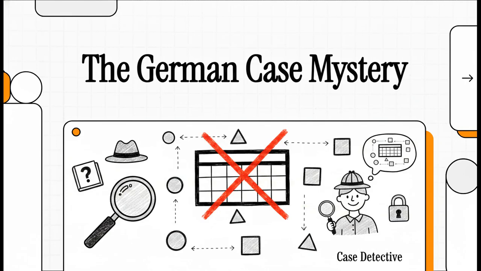Okay, let's dive into this. If you're tackling German, you've almost certainly hit that dreaded wall, German cases. You've probably seen those terrifying massive tables and thought, how on earth am I ever going to memorize this? Well, today, we're decoding Chapter 7 of the German Mastery Handbook, and we're taking a totally different approach.